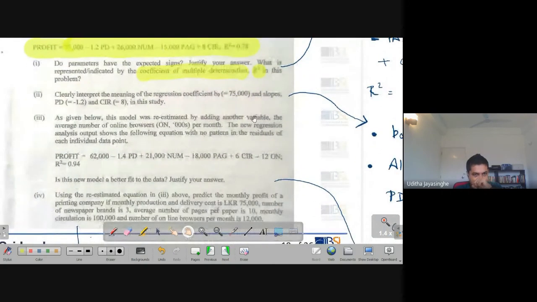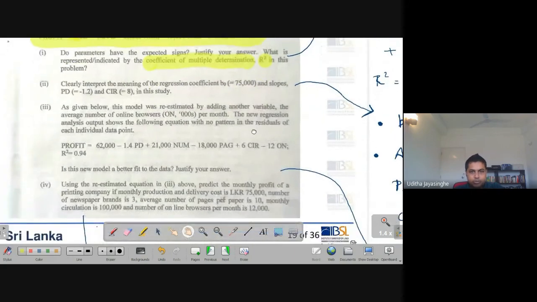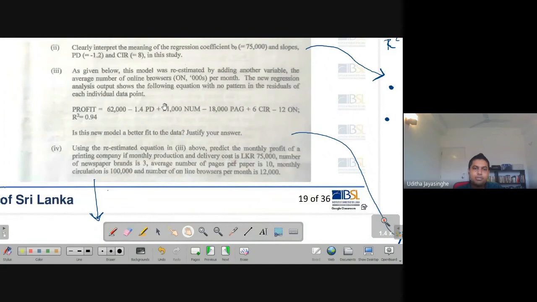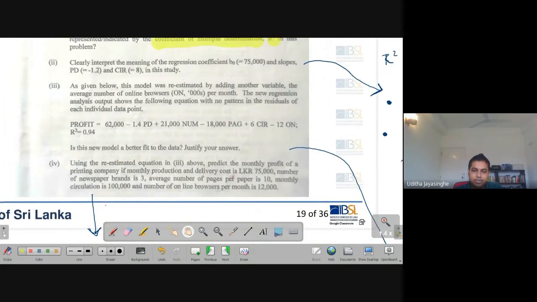Okay, part number 3. As given below, this model was re-estimated by adding another variable. What is that? The average number of online browsers. See, this online browsing is going to tarnish the newspaper revenue. Is that so? Even people like us tend to go and use the online newspapers rather than the physical newspapers. See, now they are bringing that portion also into the equation.